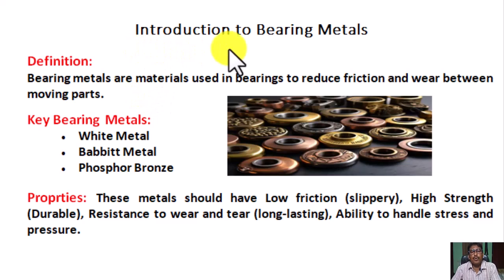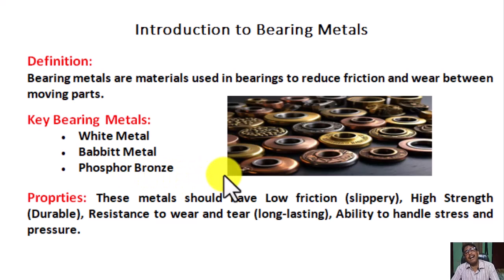Now, introduction to bearing metals. What is the definition? Bearing metals are materials used in bearings to reduce friction and wear between moving parts. Bearing material helps parts of machine move smoothly by reducing friction. Now, key bearing material, main bearing material: white metal, Babbitt metal, phosphor bronze.